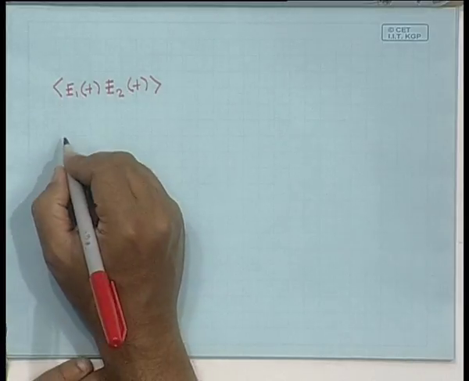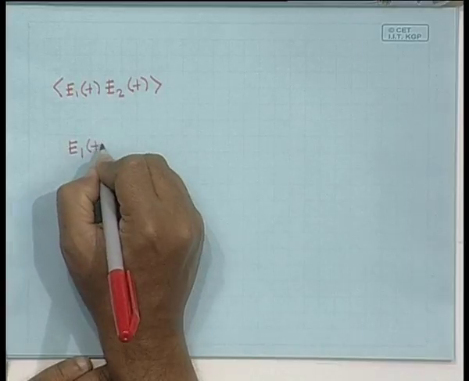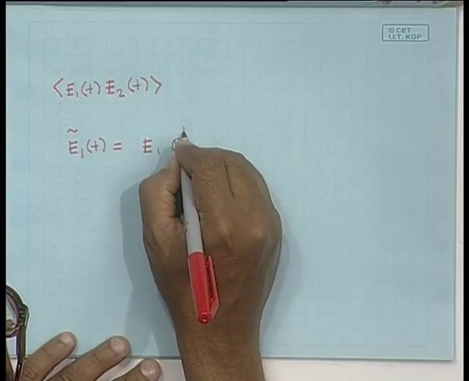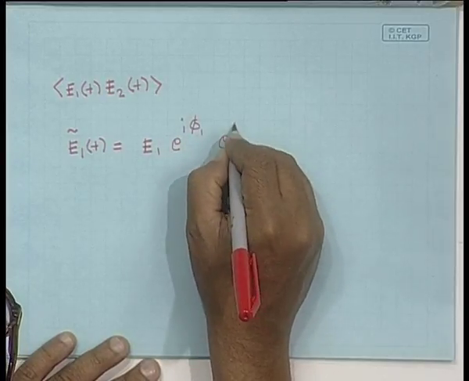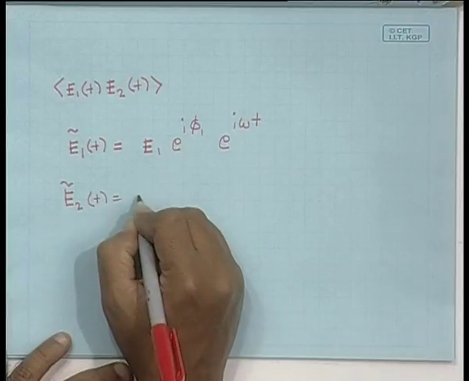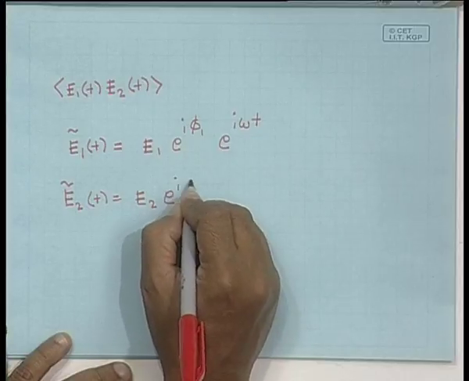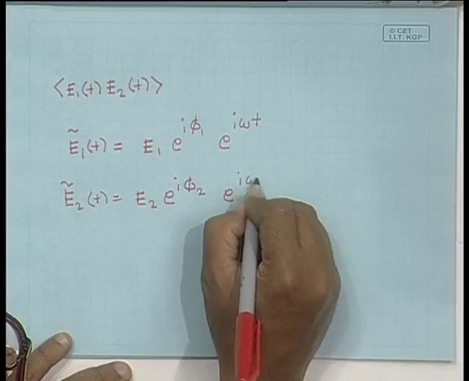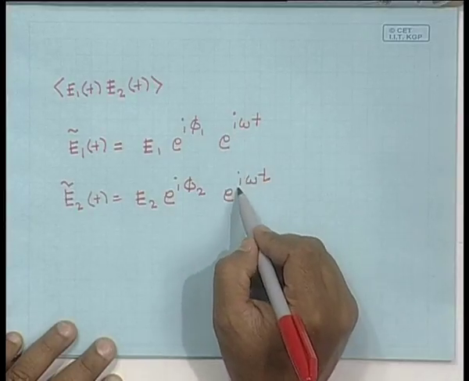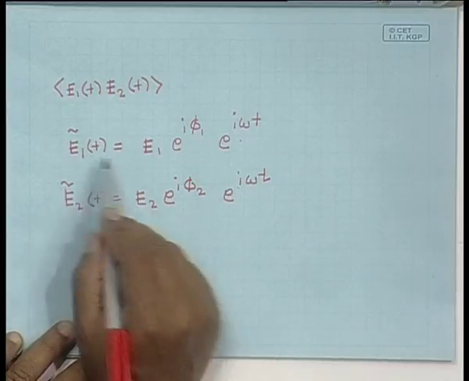and we had assumed that E1(t) in the complex notation could be written as a real amplitude, a phase phi 1, into e to the power i omega t. E2 could be written as a real amplitude, e to the power i phi 2, e to the power i omega t. So, there was an assumption that both E1 and E2 have exactly the same frequency, and only one frequency. Both the waves that we are superposing are sinusoidal oscillations of a single frequency, and these two frequencies are exactly the same.